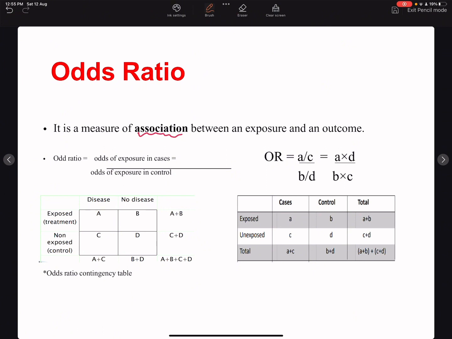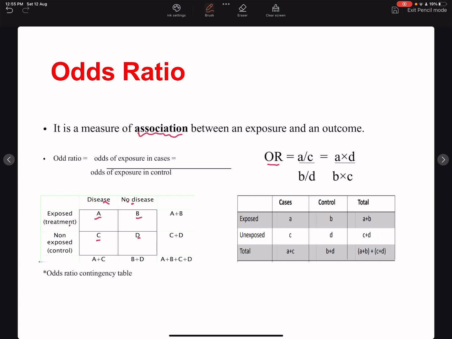For example, we have two groups, diseased and non-diseased. The first group, exposed to treatment, who got the disease are considered A. Those who didn't get the disease, although exposed to the treatment, are B. The non-exposed control group with the disease are C, and without disease they are considered D. Here, the odds ratio is going to equal A, which is the exposed group with the disease.